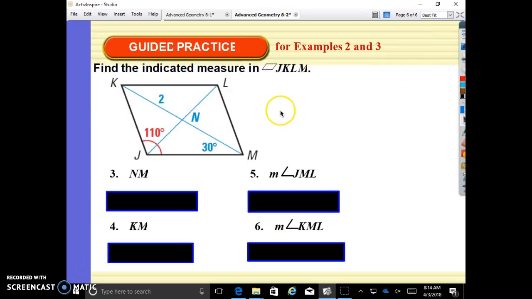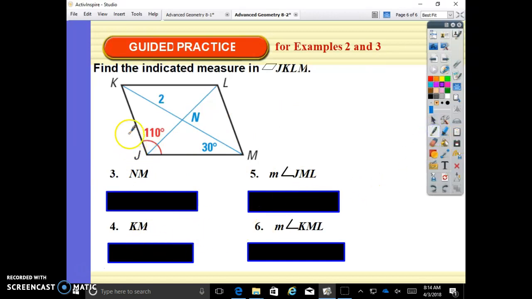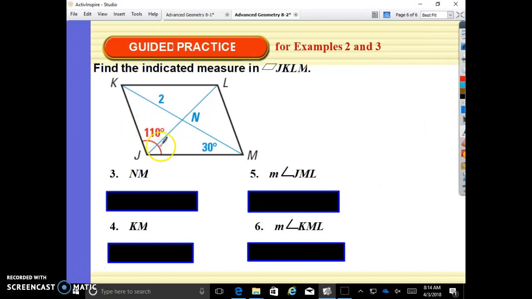Find the indicated measure in parallelogram JKLM. All right, so instead of looking at what they're asking for, why don't we just fill in everything we know? So if this is 110, then this up here is 110. Its consecutive interior angles are supplementary, so if this is 110, this is 70. If the whole thing is 70 and this part is 30, 70 minus 30 is 40.